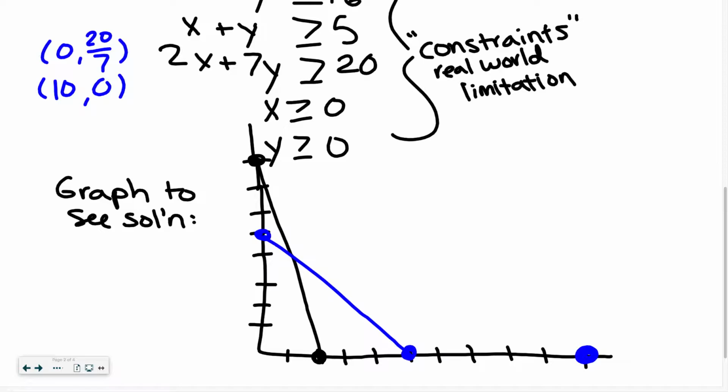20 over 7 is really close to 3. It's just a little bit underneath, right? 21 divided by 7 would be 3. So I'll just put a point right underneath 3. Oh, I should have graphed that in red. I'll graph this one in red. Okay, so it's a different color. Okay, and then connect the dots.